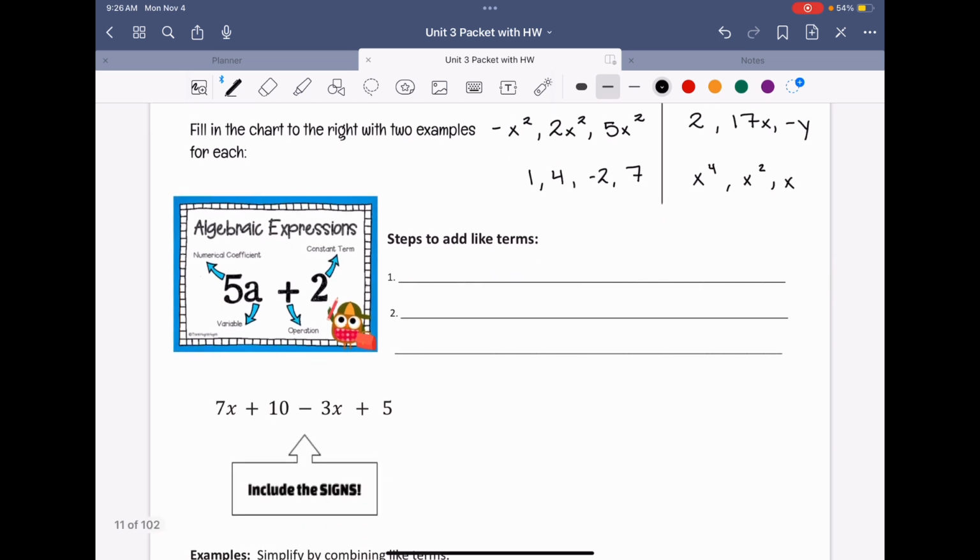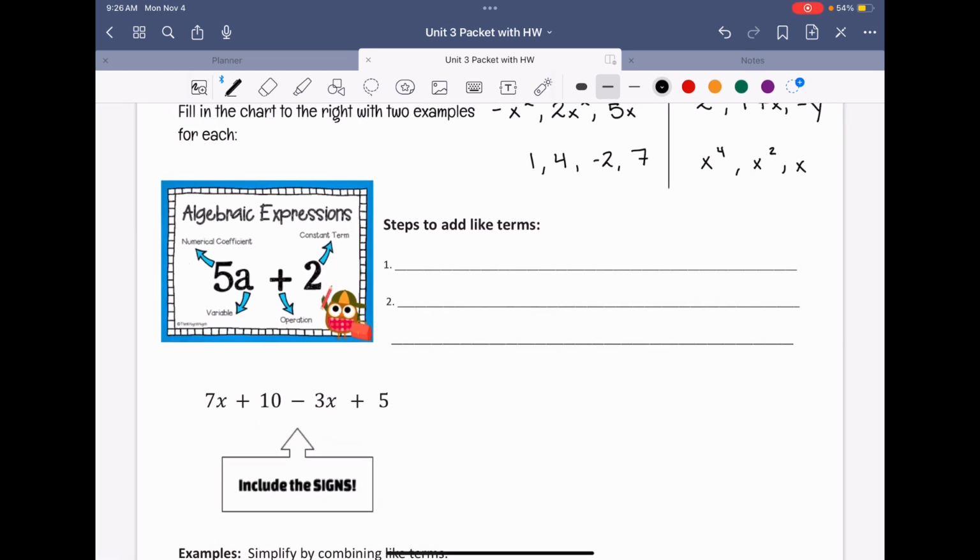What we're going to talk about today is actually adding up our like terms. So off to the side, this is just a little reminder of what is inside of our expressions. And we have some steps to add our like terms. So the first thing we're going to do is always group the like terms. So we're going to group the like terms specifically with signs.